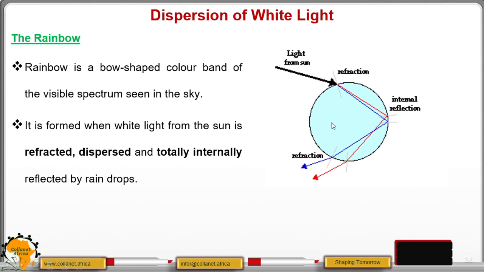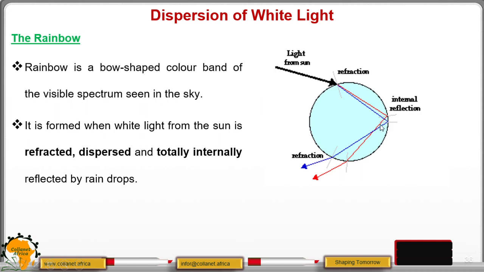Remember now, the water drop will act as a prism. As it strikes this interface, it will be refracted because there is a change in velocity. So in here, there will be refraction. But as it moves towards this other end, the angle of incidence will be greater than the critical angle, and we shall have a total internal reflection. The same case applies here. There will be a total internal reflection.